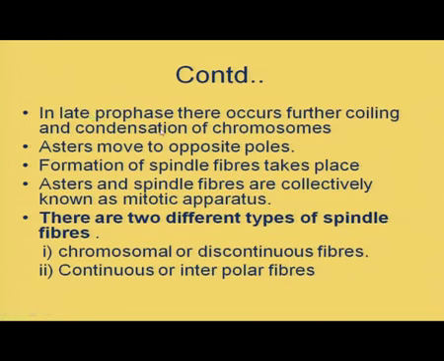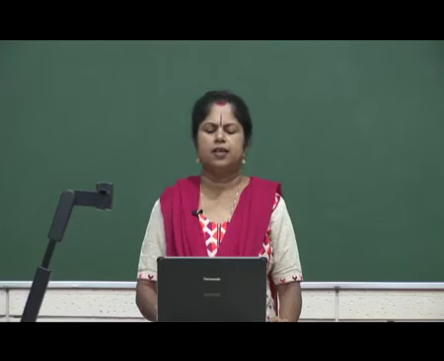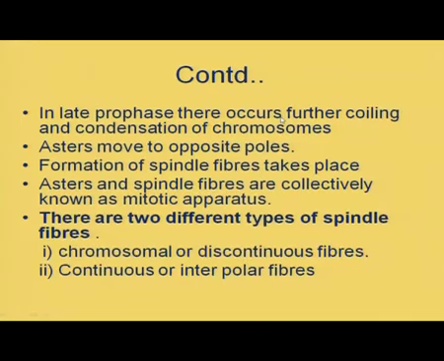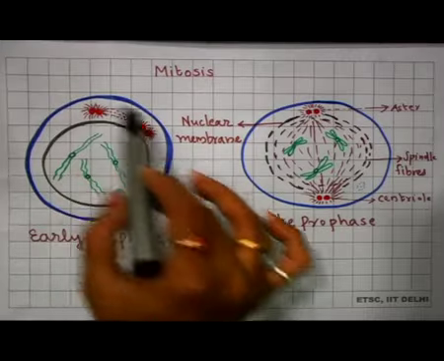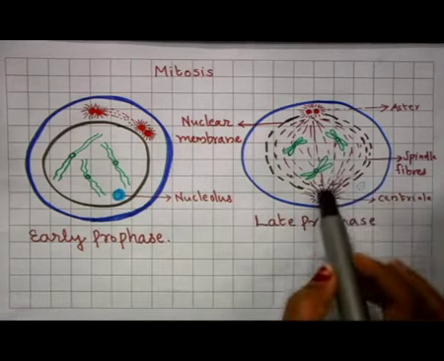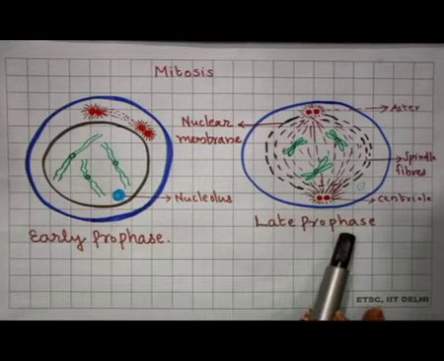Now, in the late prophase, there occurs further coiling and condensation of the chromosomes. I have already told you this coiling and condensation of the chromosomes is a continuous phenomenon and it goes on. And finally, we will get highly thickened rod shaped structures with two clear chromatids, we will call them chromosomes. Now, you can see the asters. What happens to these asters? The centriole with astral rays have reached the opposite poles during the late prophase stage.